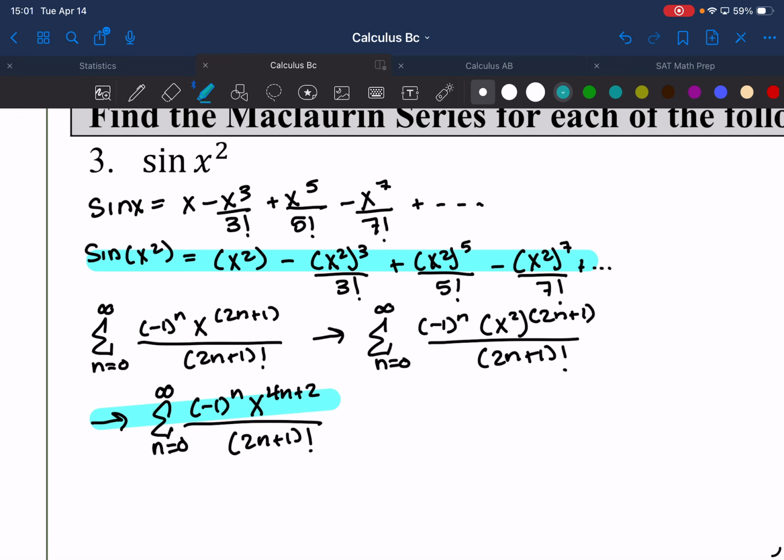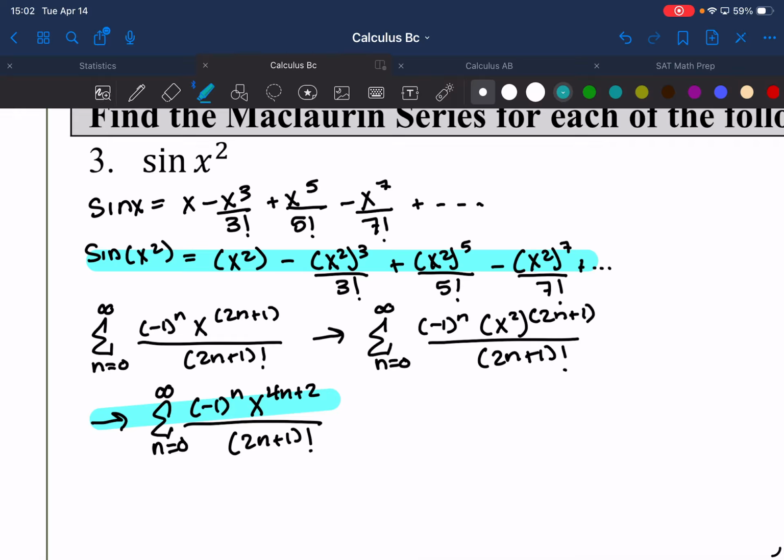Okay, last one, number 4. For number 4, it's x squared times e to the x. We already know the series expansion for e to the x is 1 plus x plus x squared over 2 factorial plus x cubed over 3 factorial all the way to x to the power of n over n factorial. This is what we have memorized.